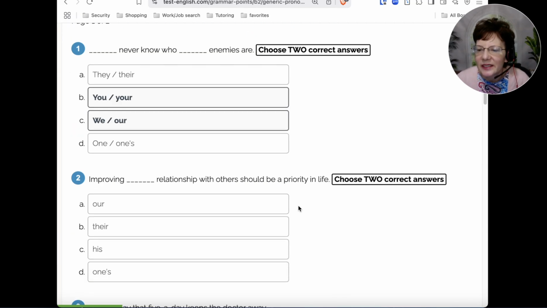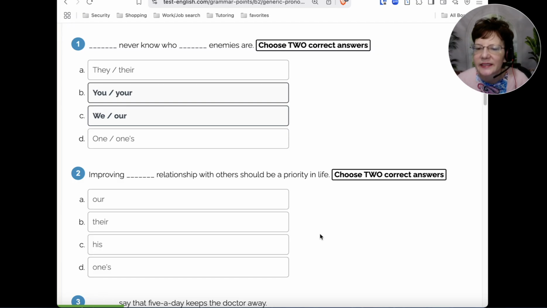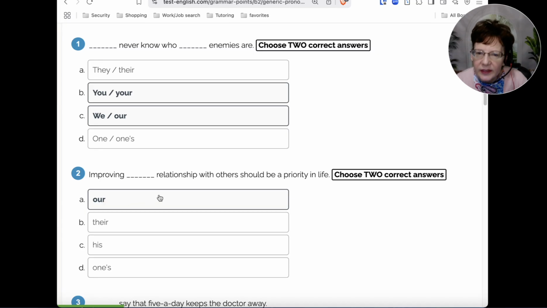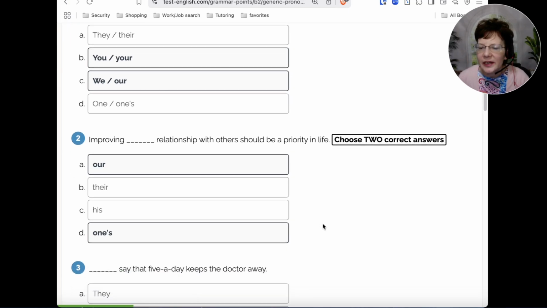All right. Okay, number 2, improving whose relationship with others should be a priority in life. Okay, there are 2 correct answers here. What is one? Okay, all right, so if you chose the top one, or option A, our, that would be one, and the other would be, okay, how about option D? If you chose that, ones, that would also be correct. All right, number 3.